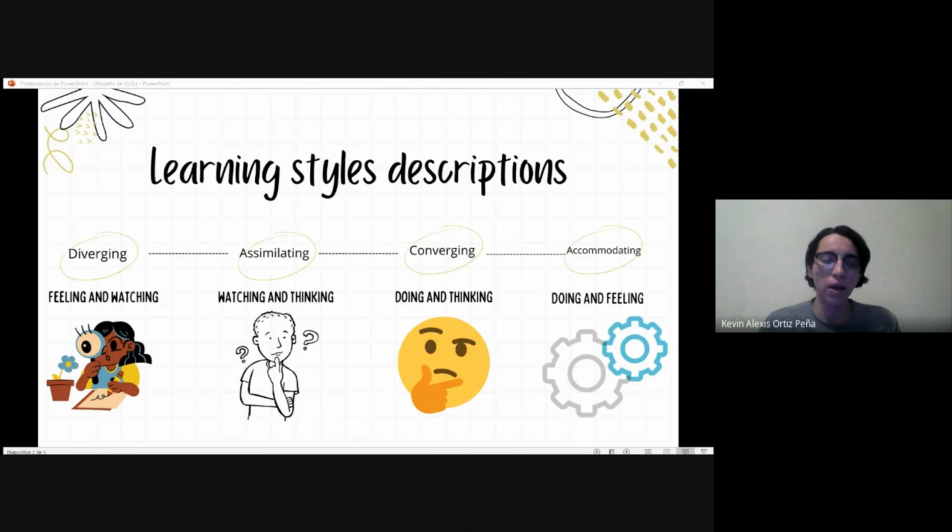The accommodating learning style is hands-on, and relies on intuition rather than logic. These people use other people's analysis and prefer to take a practical, experiential approach. They are attracted to new challenges and experiences and to carrying out plans.